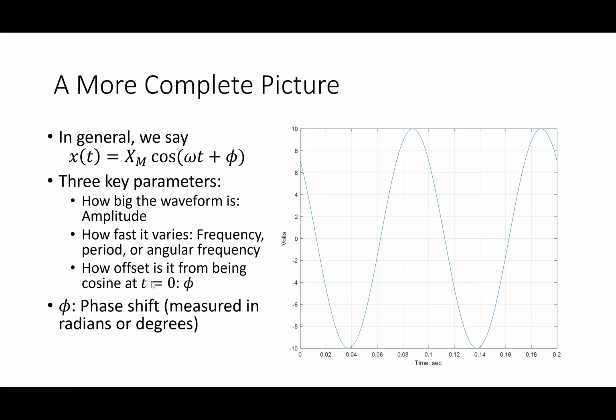So in words, the way I think about these key parameters, I talk about how fast something varies, which is its frequency, its period, or its angular frequency. How big it is, meaning its amplitude, and then how offset it is from being a cosine, which is represented by something called the phase, or phi. We're going to talk more about that on Thursday. We don't have time to talk about that today.